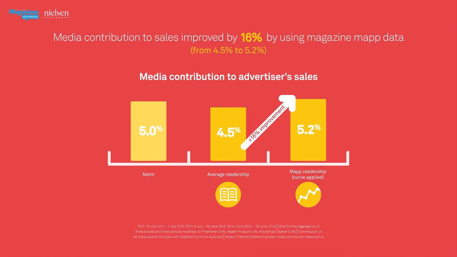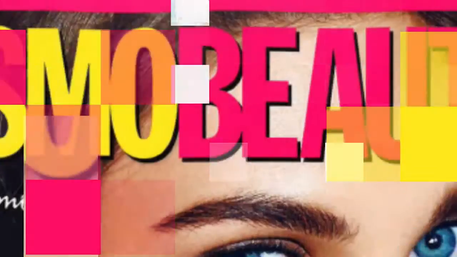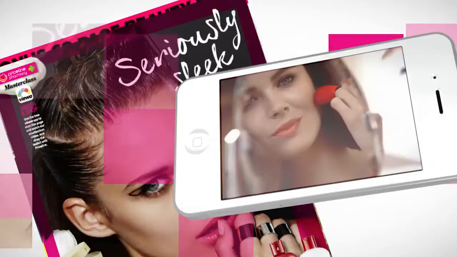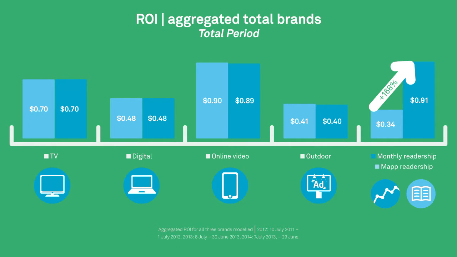The first thing we saw was the contribution of media increased by 16%. What we were doing in the past was putting the effect of magazines into baseline sales. We weren't attributing them to the change in sales week to week. So what was the second thing that we saw? Well, we saw a change in the magazine ROI. Given that we were now attributing the effect of magazines correctly, we see the ROI for magazines change from 34 cents in the dollar to 91 cents in the dollar, a change of 168%.